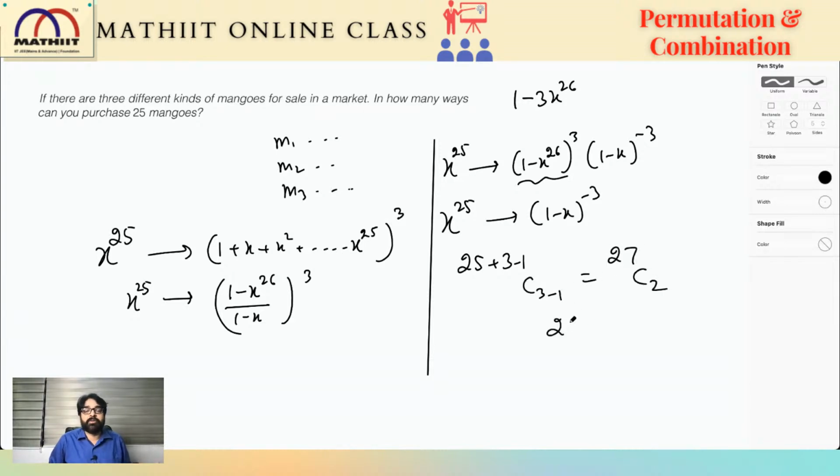And 27 C2 is 27 into 26 by 2, which is 351. The rest you can calculate. 351 is the answer. Have you understood? Is it clear?